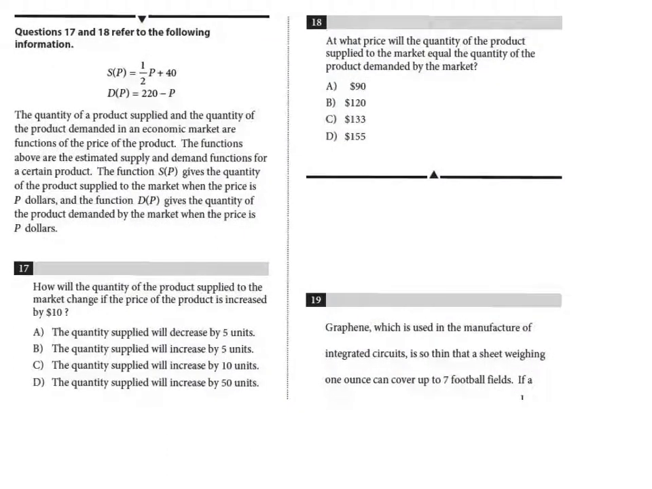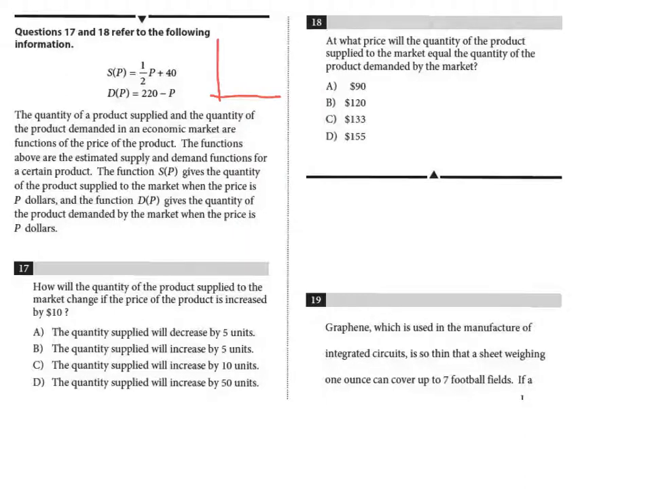The quantity of a product supplied and the quantity of a product demanded in an economic market are functions of the price of the product. The functions above are the estimated supply and demand functions for a certain product. The function S of P gives the quantity of the product supplied to the market when the price is P dollars, and the function D of P gives the quantity of the product demanded by the market when the price is P dollars. Okay, and as you can see, they're both linear equations, and I'm just going to do a little sketch here.